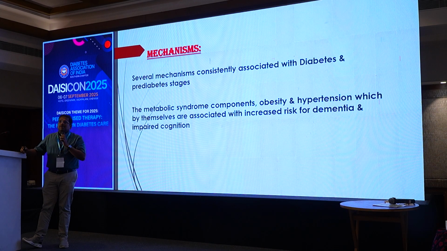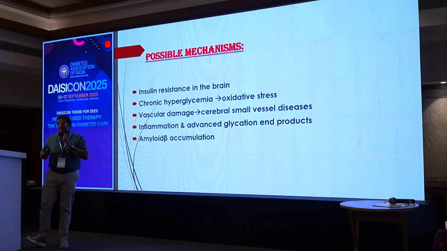Several mechanisms are associated with diabetes, and even in the pre-diabetes stage itself, cognitive impairment is associated with it. Also, metabolic components such as obesity and hypertension are associated with increased risk of dementia as well as impaired cognition. So both metabolic syndrome and diabetes, hyperglycemia, everything is involved in the development of dementia.